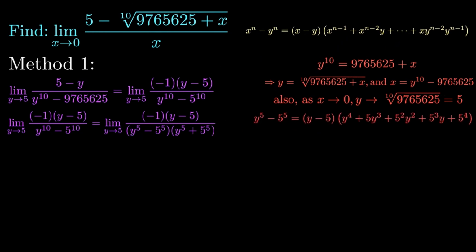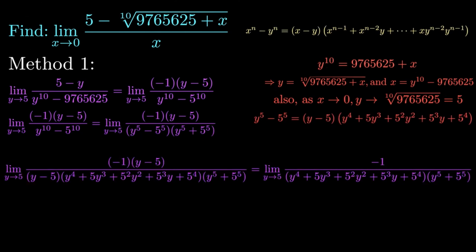And substituting that into our limit, we have the following. So we have a factor of y minus 5 in the numerator and a factor of y minus 5 in the denominator, and we can cancel those so that we're left with the following limit. And we can just let y tend to 5 now without worrying about dividing by 0, which gives us the following answer.